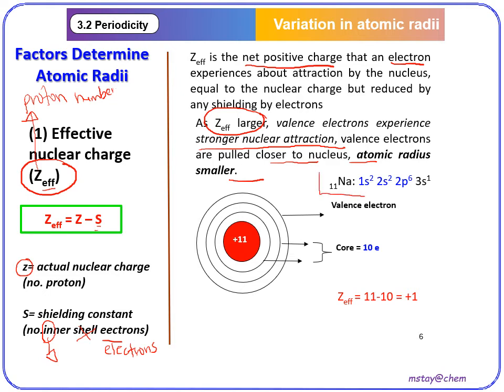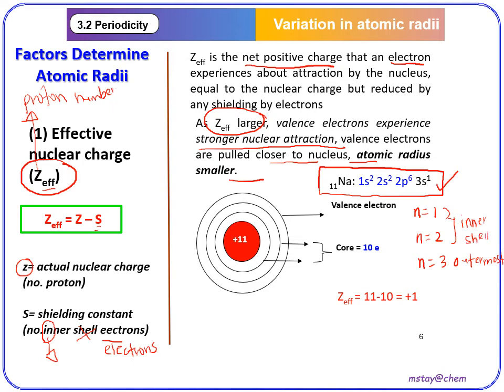Sodium has 11 electrons. If we write the electron configuration, it goes from 1s2 up to 3s1. Based on this electron configuration, n=1 is filled with electrons, n=2 is filled with electrons, and n=3 is also filled with electrons. So n=3 is considered the outermost shell, while n=1 and n=2 are considered inner shells.